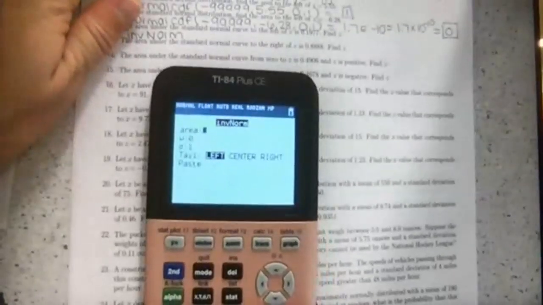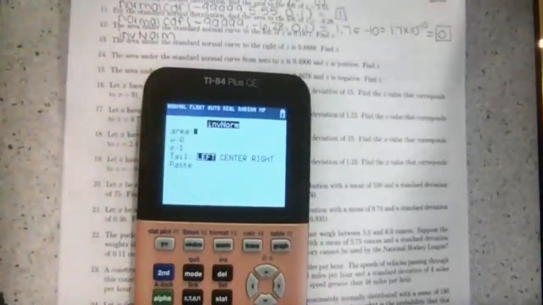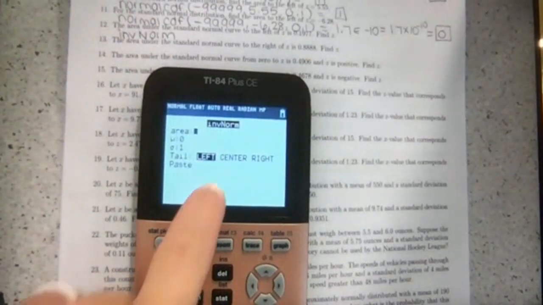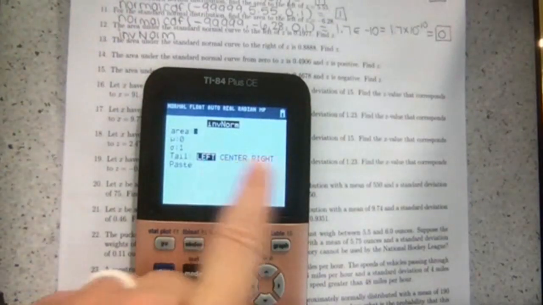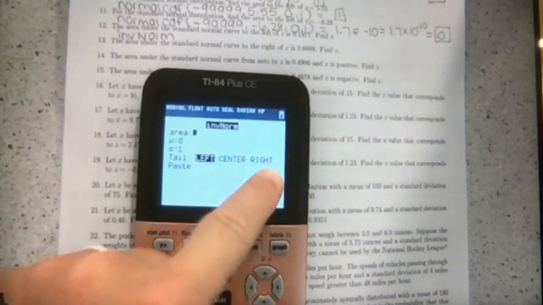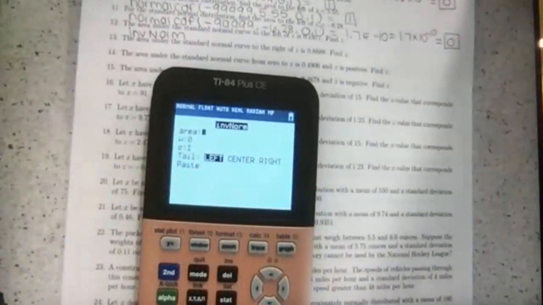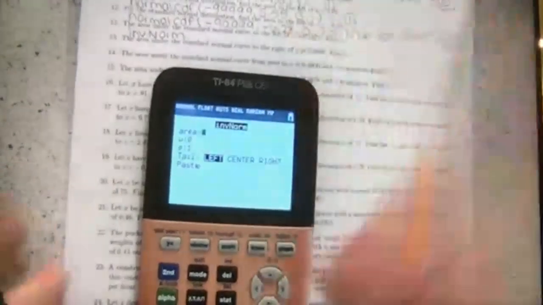Remember, this is where some of our calculators are a little bit different. This is the only thing they're a little bit different. My calculator gives me the option for left tail, center, and right tail. Some of our calculators don't give us the tail option. If you don't have the tail option, it always goes area to the left. That is your default. For here, we're talking about area to the left anyways, so it's all going to be the same, no matter what calculator you have.